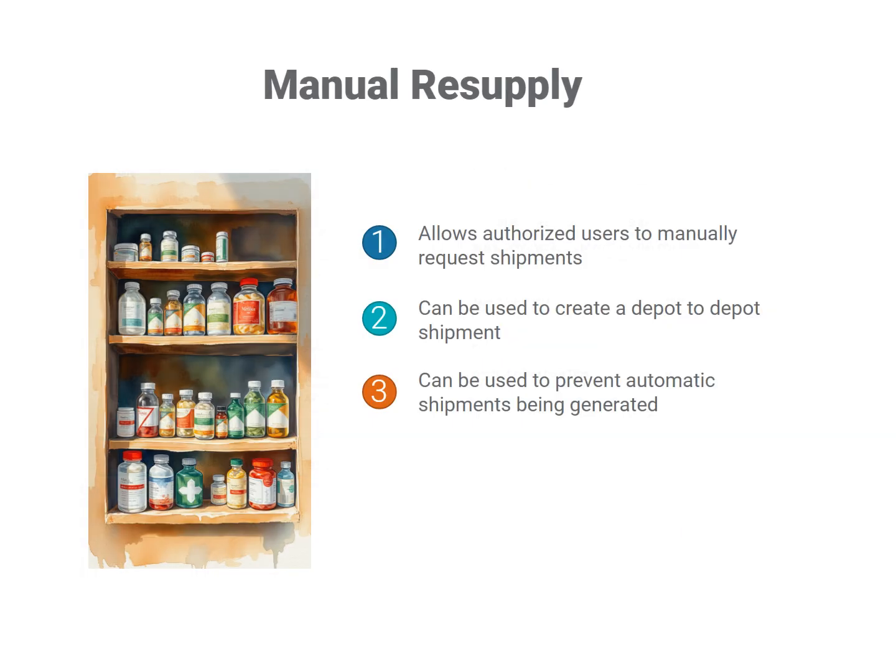Manual Resupply allows authorized users to manually request shipments and does not require additional settings to manage. This option can be used when a depot-to-depot shipment is needed. It can also be used to prevent automatic shipments being generated to limit the amount of drug being shipped.